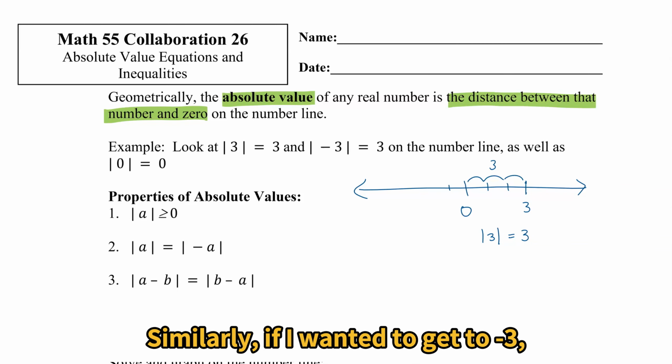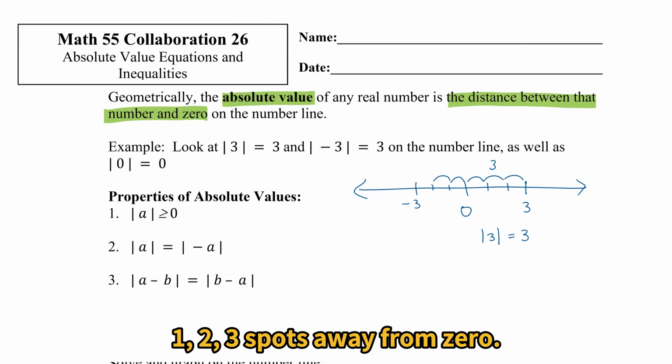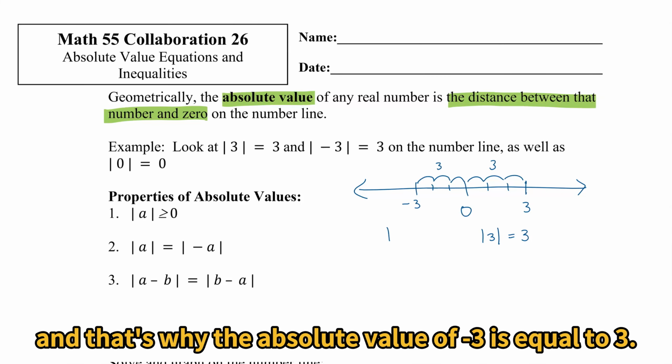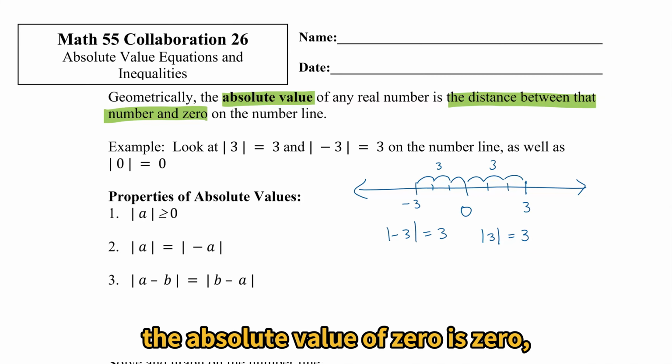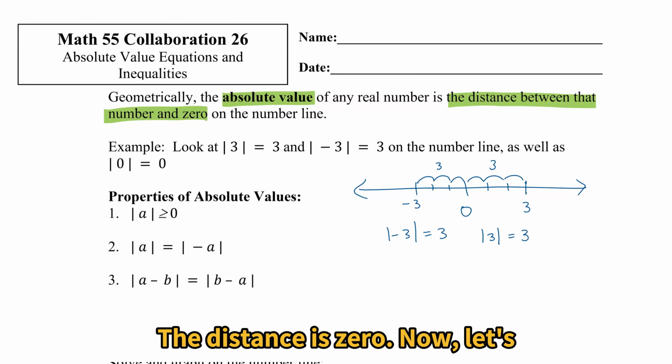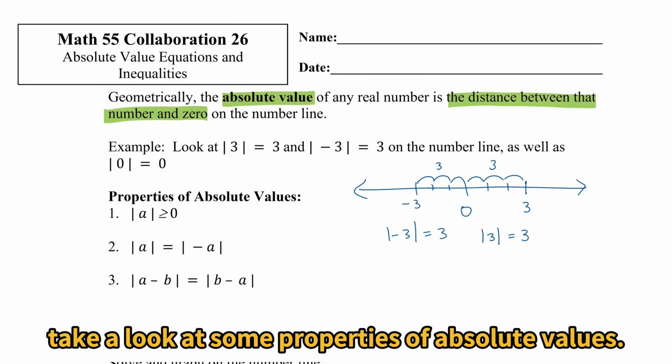Similarly, if I wanted to get to -3, 1, 2, 3 spots away from 0, that distance is also 3. And that's why the absolute value of -3 is equal to 3. Looking at 0, the absolute value of 0 is 0 because we're already there. The distance is 0.